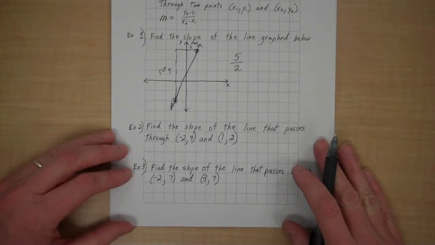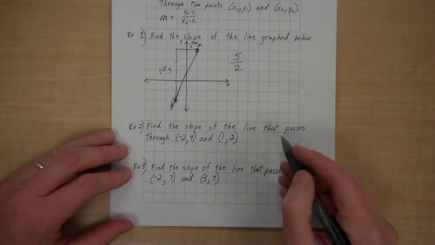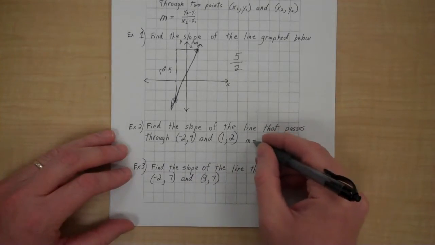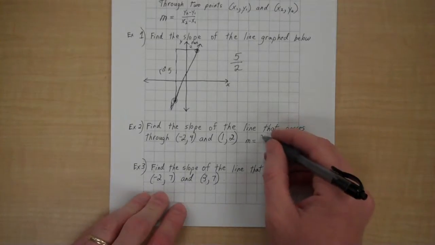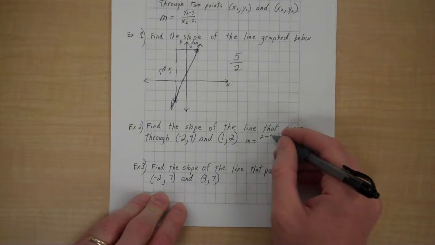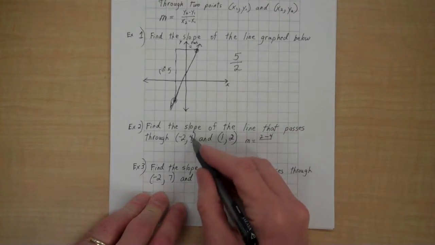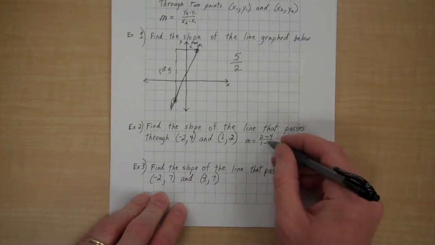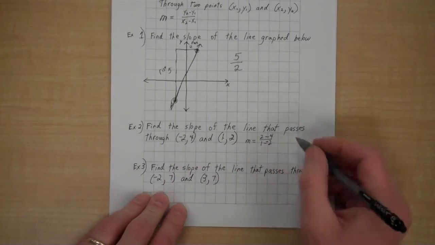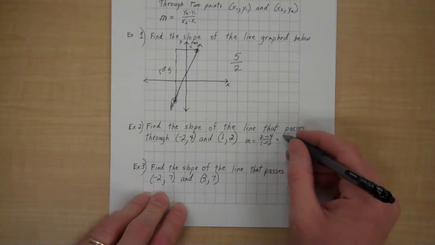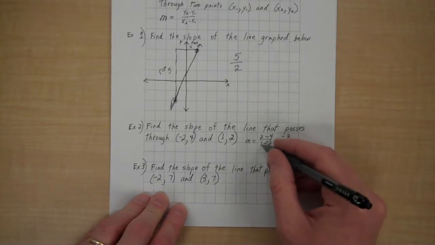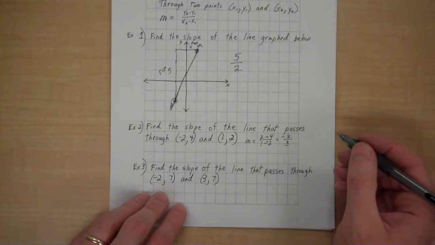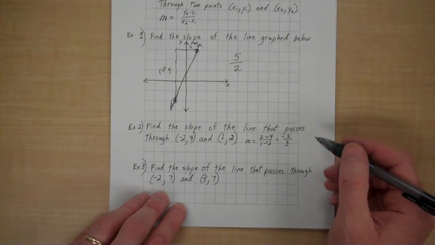Now example 2. Find the slope of the line that passes through -2, 4 and 1, 2. This time I want to use the formula. I'm going to take y2, 2, minus y1, 4, 2 minus 4 over 1, which is x2, minus x1. 2 minus 4 is -2. 1 minus -2 is 1 plus 2, which is 3. So the slope there is -2/3.